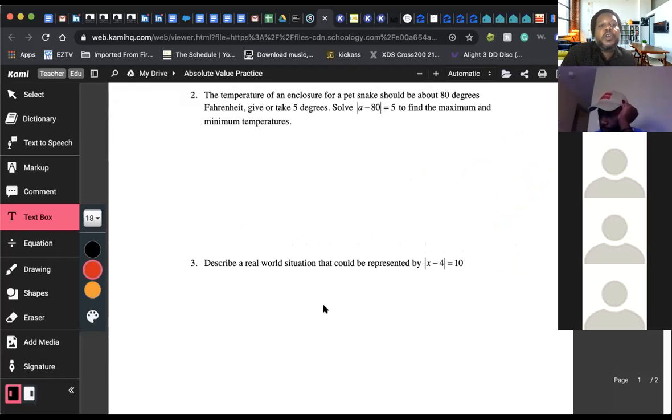All right, so here we're going to do number 2. I'm going to have Jules try number 2, and then I'm going to get another one for you to work on, Miriam. You can also do number 2 as well, Miriam. So Jules, the temperature of an enclosure for a pet snake should be 80 degrees Fahrenheit, give or take 5 degrees. Solve the absolute value of A minus 80 = 5. Find the maximum and the minimum.